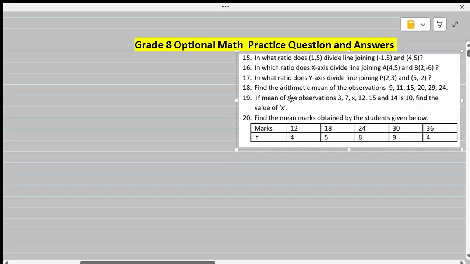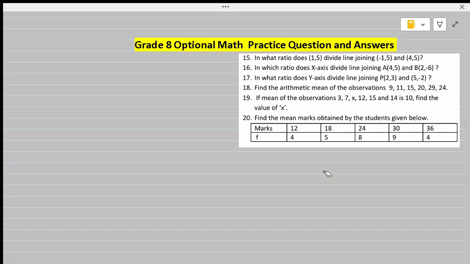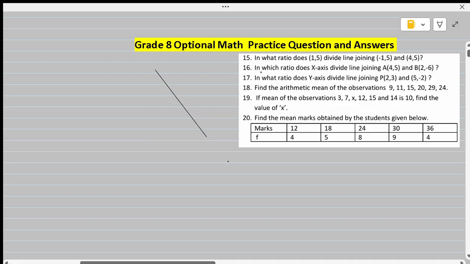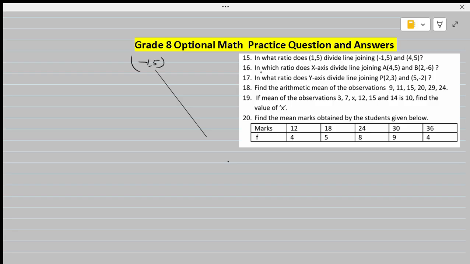Let's see. In number 15, there's a question on ratio. So it says: in what ratio does (1, 5) divide the line joining (-1, 5) and (4, 5)? For this, let's make the diagram first. Here, -1 is not in the order of the real coordinates, this is a random diagram I'm making. So (-1, 5) is the first point, (4, 5) the second point.